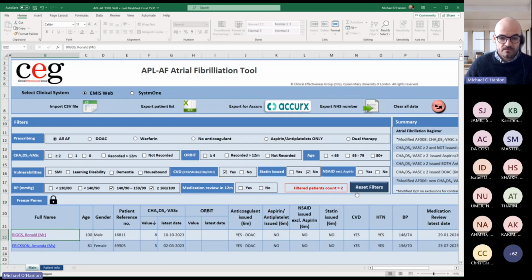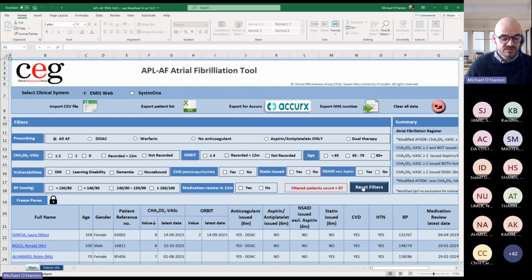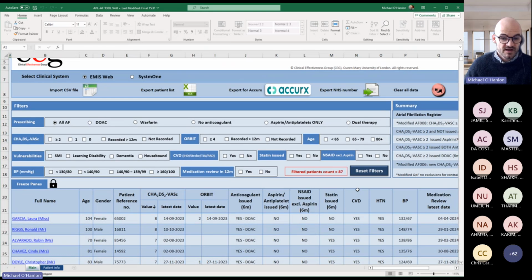So that gives a bit of an overview of how the tool looks. I think we've got a bit more of the presentation now to come back to. Thanks, Mike. I'm going to get my screen sharing again.